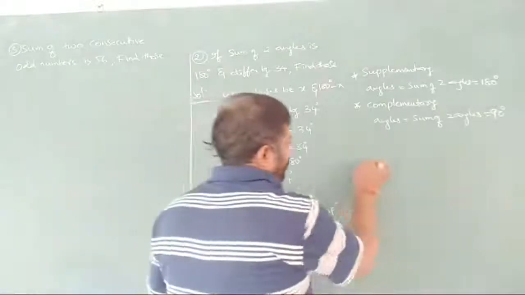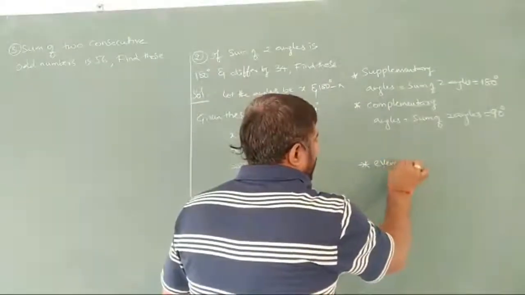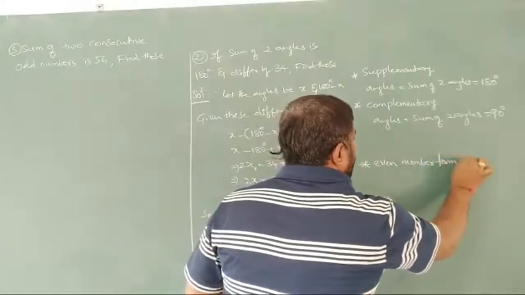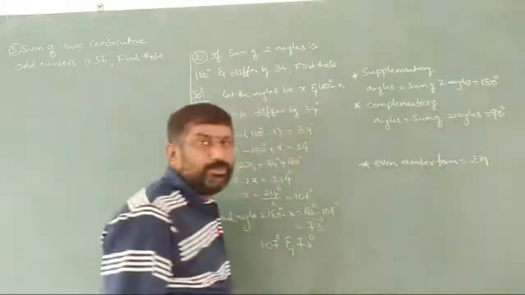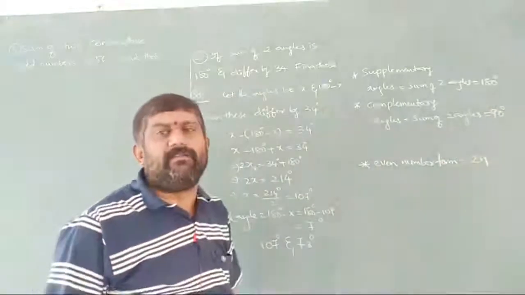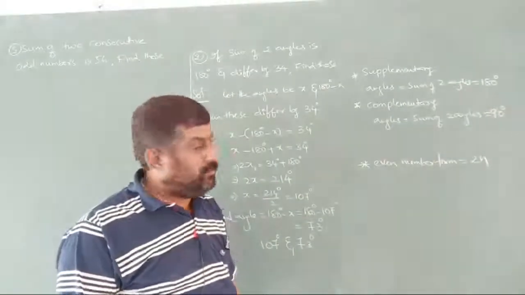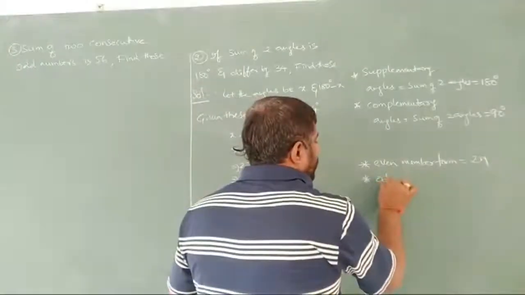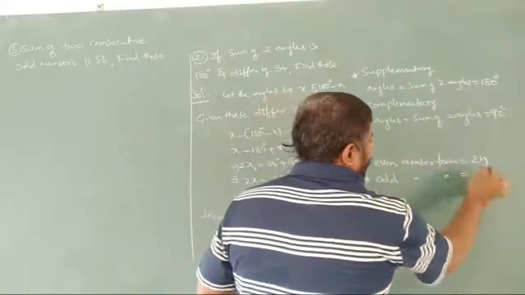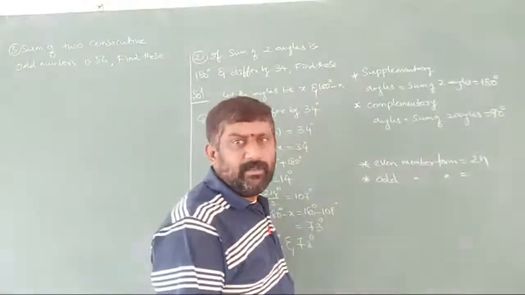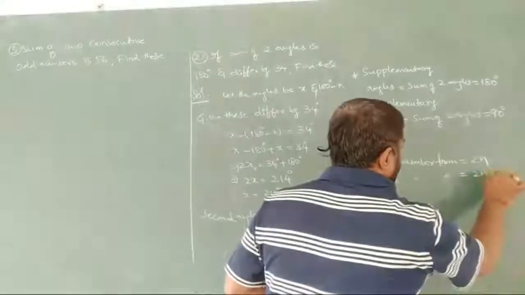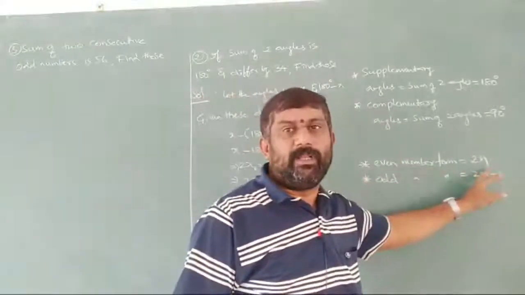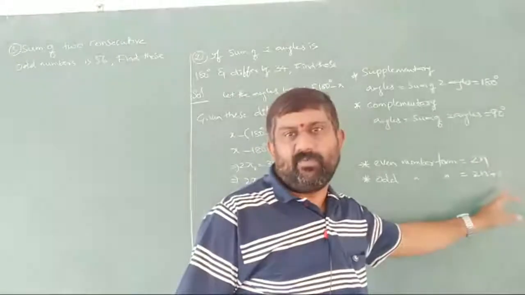Generally, if you observe the odd number form and the even number form, the even number form is 2n. Why? Because all the even numbers are multiples of 2. So that's why we will get 2n. And the odd number form is 1 more than an even number, nothing but 2n plus 1 we can take here. So this is the even number form 2n and the odd number form 2n plus 1.